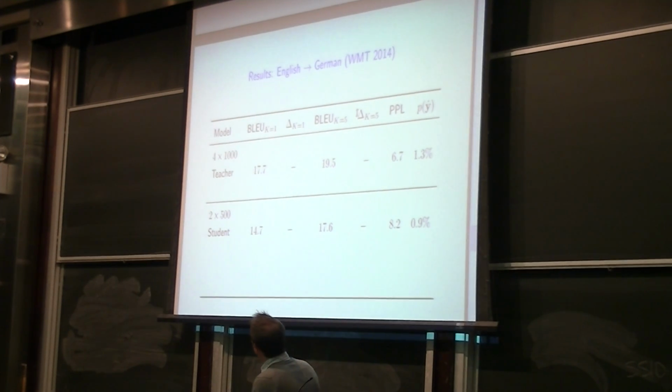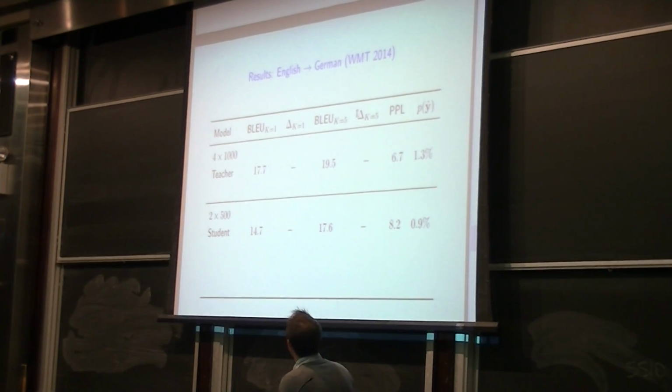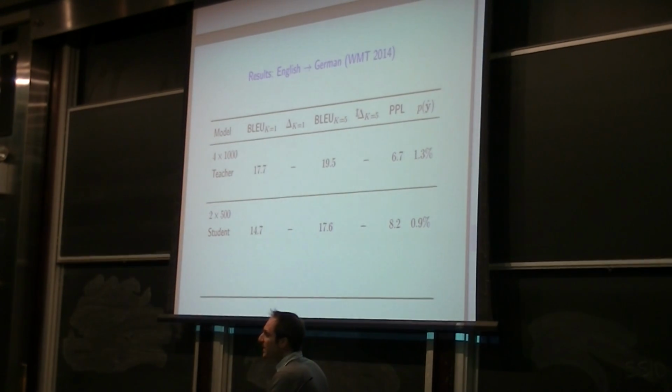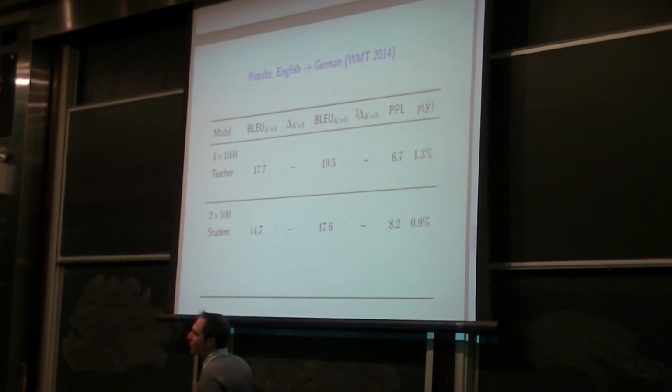And we can see that to make the 4 by 1,000 model work, you have to use this larger beam. You have to do a little bit of search. And that's how we get to 19.5. Remember again that the student model gets to 17.6 by itself with no tricks. And if you do greedy search, you go all the way down to 14.7.